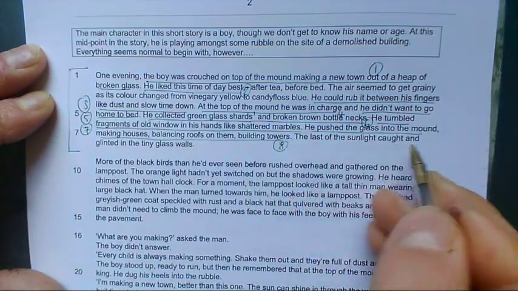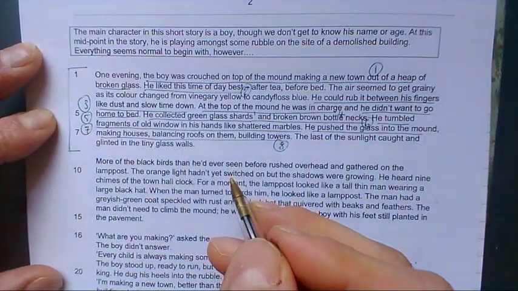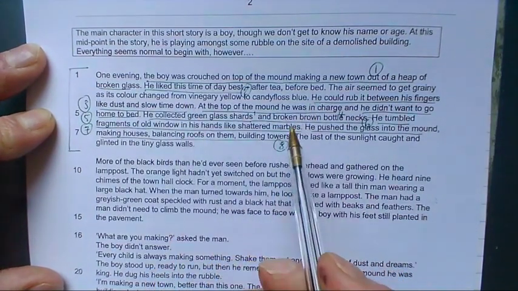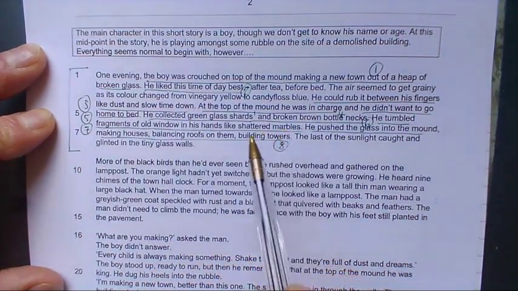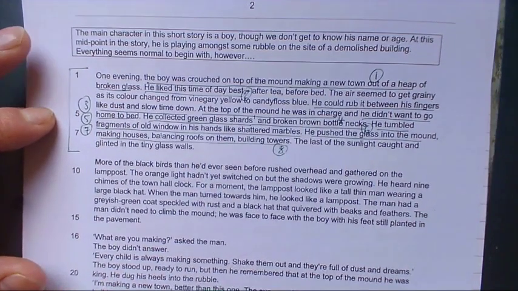And then finally, the last of the sunlight caught and glinted in the tiny glass walls. Again, this is one piece that's not about the boy. As you can see, there's an awful lot of information to choose from there. So it's about selecting the information that you think is most clearly about the boy.